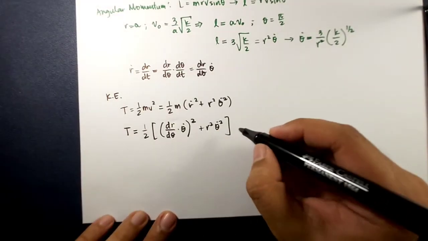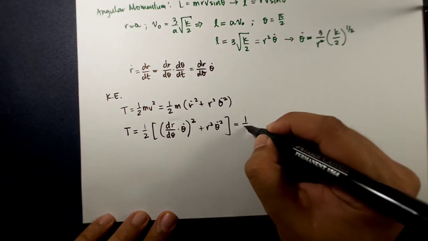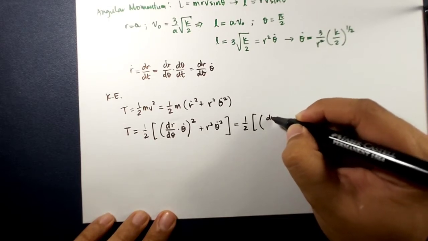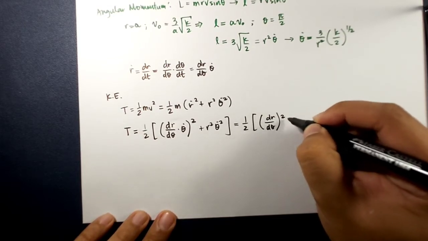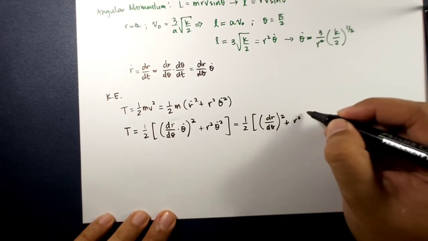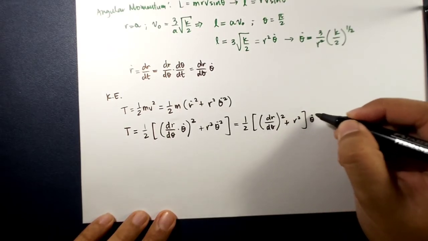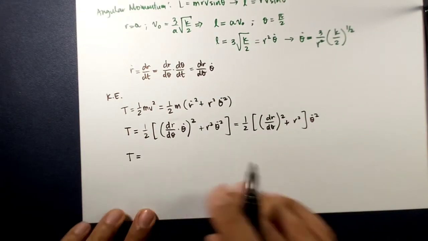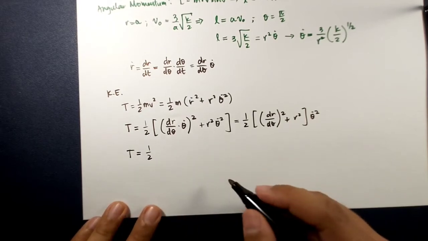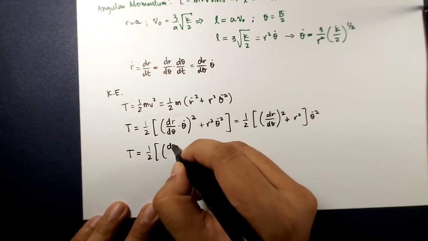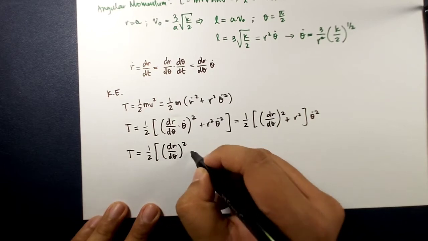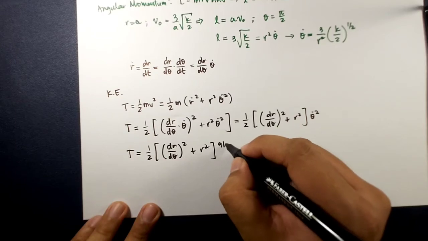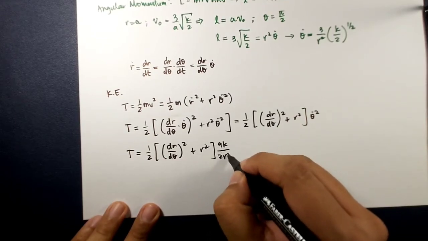So this is equal to 1/2 times the derivative of r with respect to theta squared plus r squared times theta dot squared. So we factor out theta dot squared, which gives us the expression 1/2 times the derivative of r with respect to theta squared plus r squared times 9k over 2 r squared.